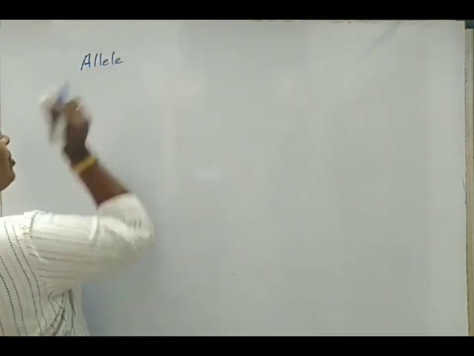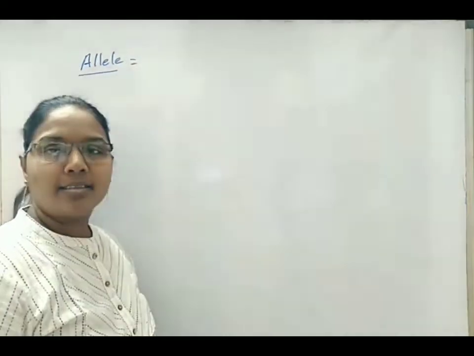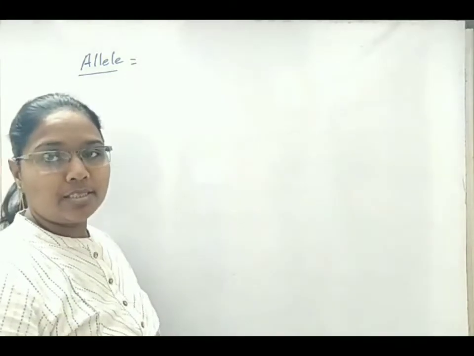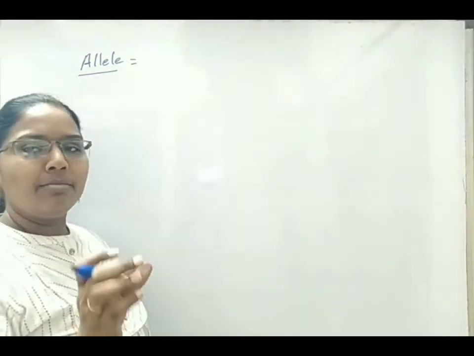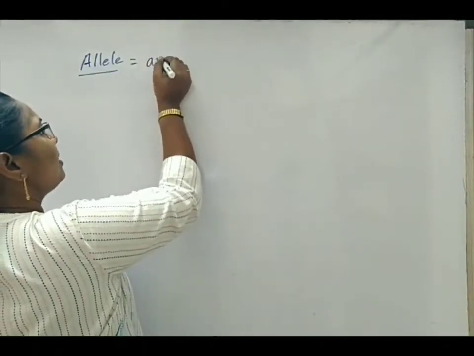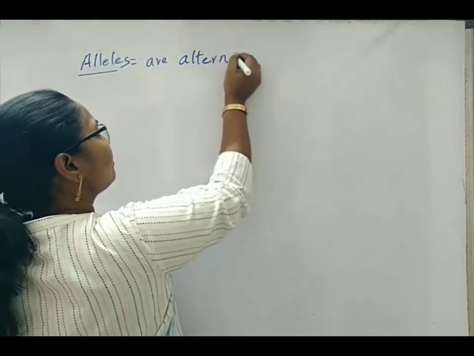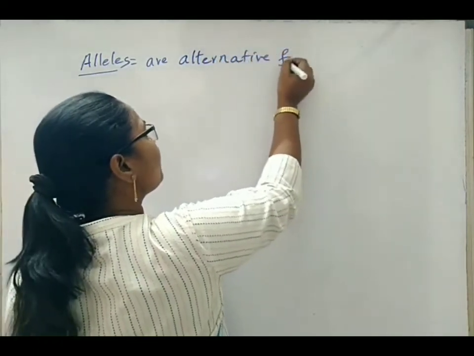Now we will see one more term, that is about allele. We know that alleles are nothing but alternative forms of genes or slightly differently modified genes. That I am going to write here. Alleles are alternative forms of genes.